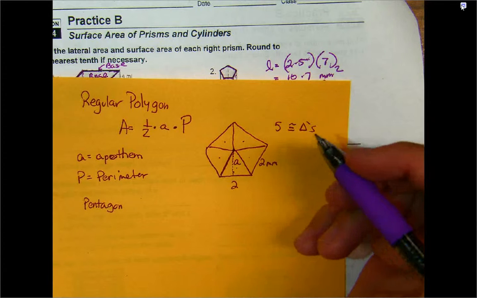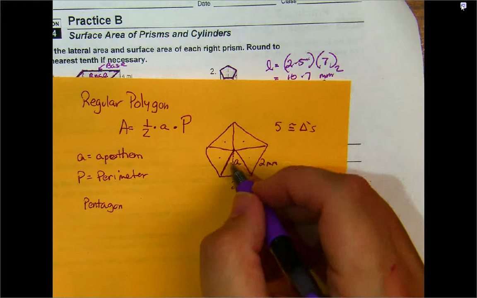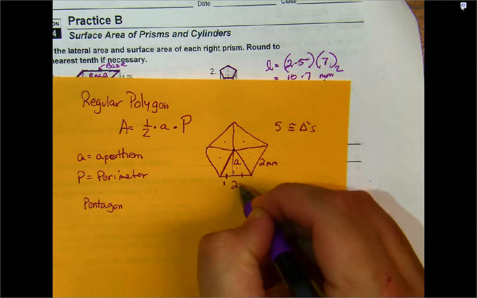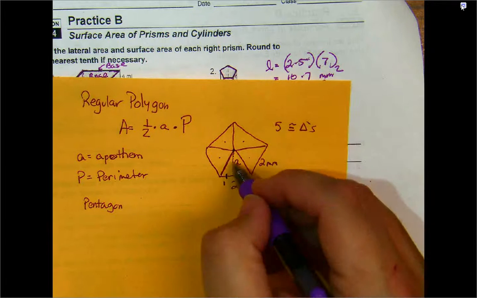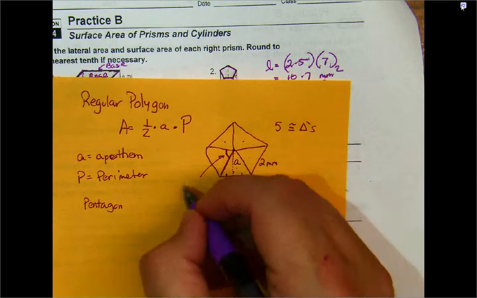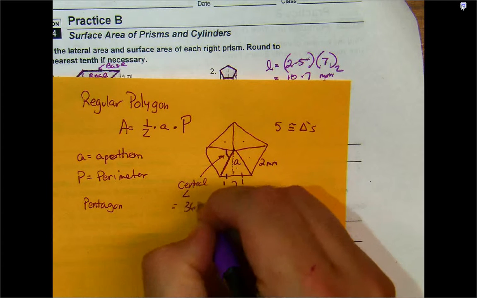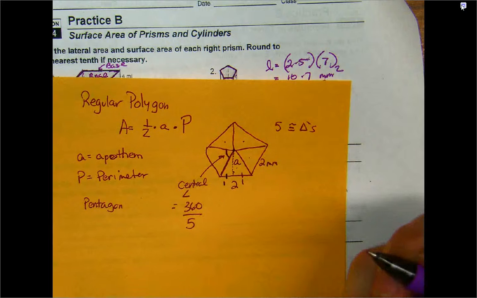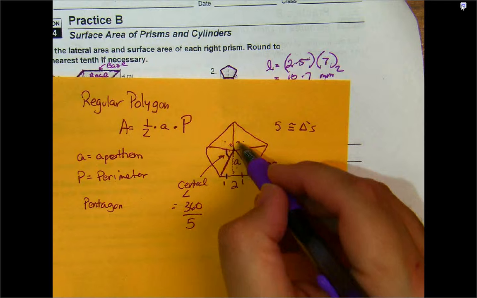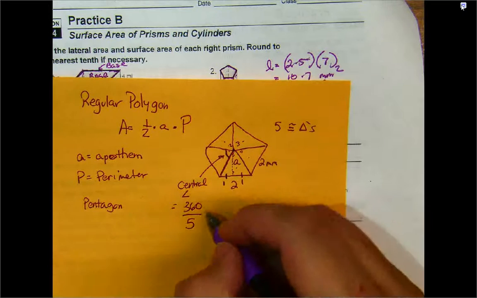So this line cuts it in half, so those two are, that's a 1 and that's a 1. Now I got to figure out this angle. That angle, the central angle, is equal to 360 divided by 5. Because there's 1, 2, 3, 4, 5 of those, and they make up the entire circle. So we have to do 360 divided by 5, which would be 72.